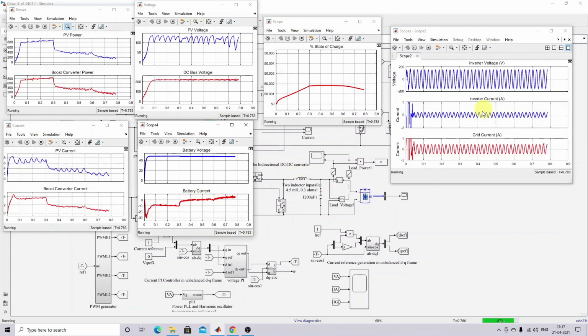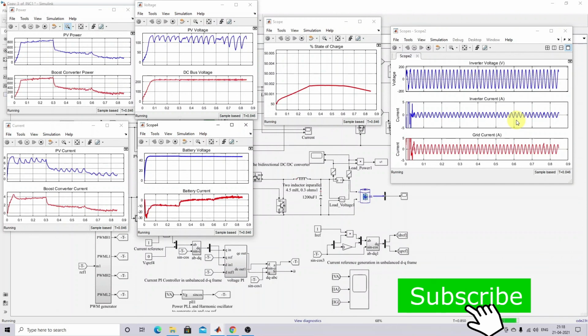But there are no changes in the inverter current and the grid current. So the load is maintained. That means load power is continuously supplied here. So this is the second condition of the operation of the system.